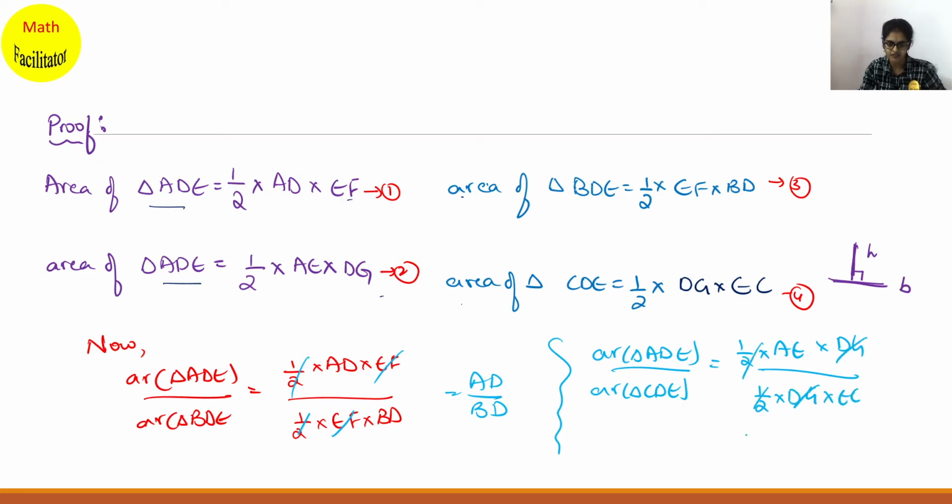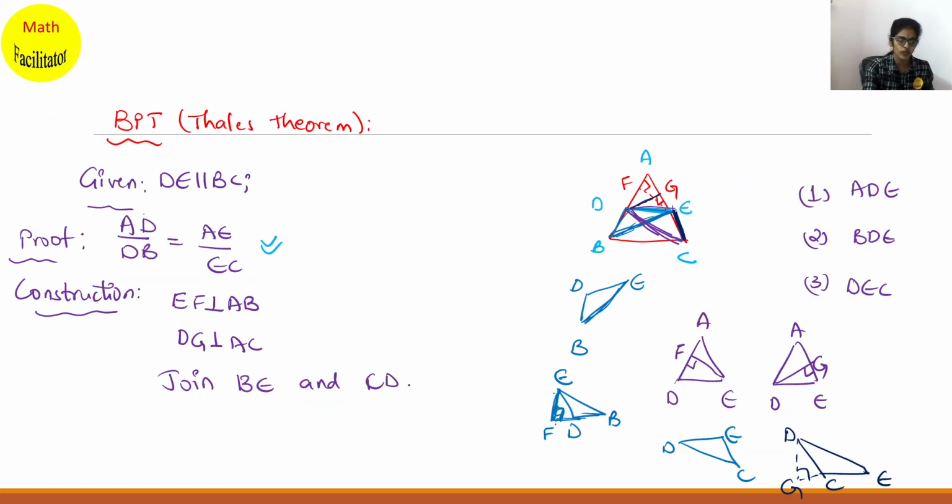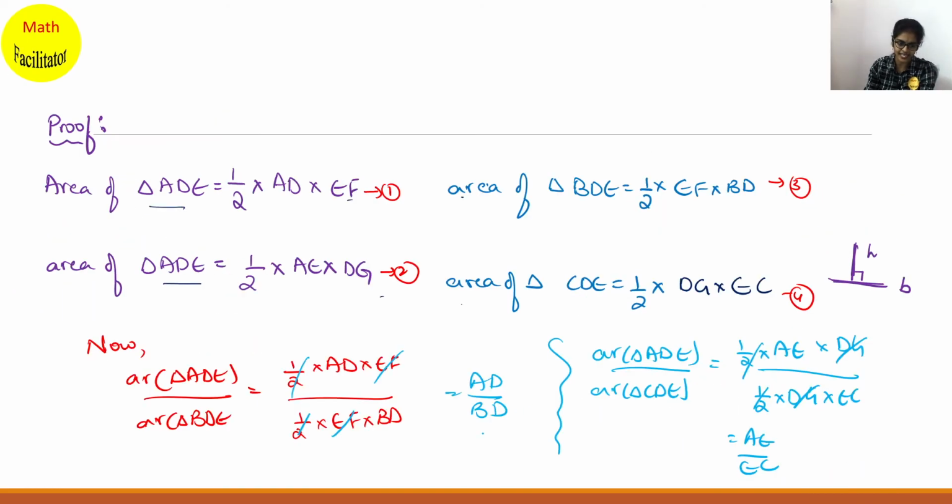DG cancels, half cancels. You have AE by EC. Okay, just see what you have to prove: AD by DB is equal to AE by EC. Here you got AD by DB. Here you got AE by EC. Separately you got these. Now you should prove that these two are equal.